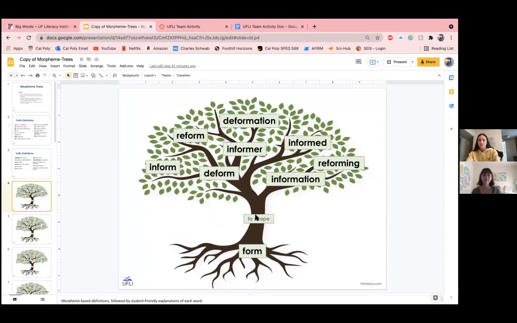And then as you see, form is at the root. And then as the words get farther from the root, there are more suffixes and prefixes added to these words. So information has a prefix and a suffix. Reforming has a prefix and a suffix. And these just have prefixes. So we can look at these different words that come from the base word, and then we can figure out what they mean based on their prefixes and suffixes. And that's it for today.